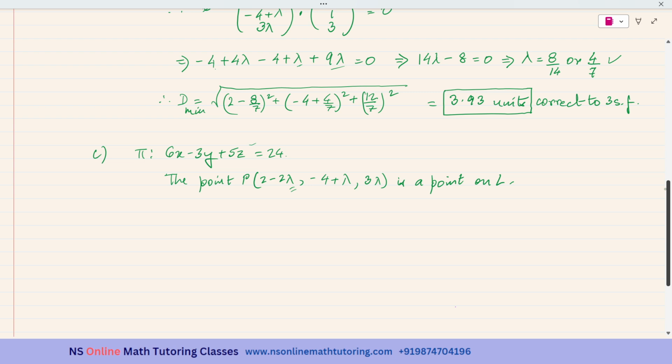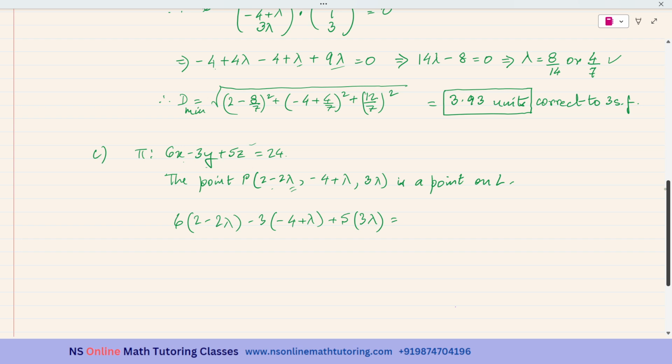So let us substitute 2 minus 2 lambda in place of x, minus 4 plus lambda in place of y, and 3 lambda in place of z. Okay, so 6 times (2 minus 2 lambda) minus 3 times (minus 4 plus lambda) plus 5 times 3 lambda. Don't write this equal to 24. You have to prove that this is equal to 24.